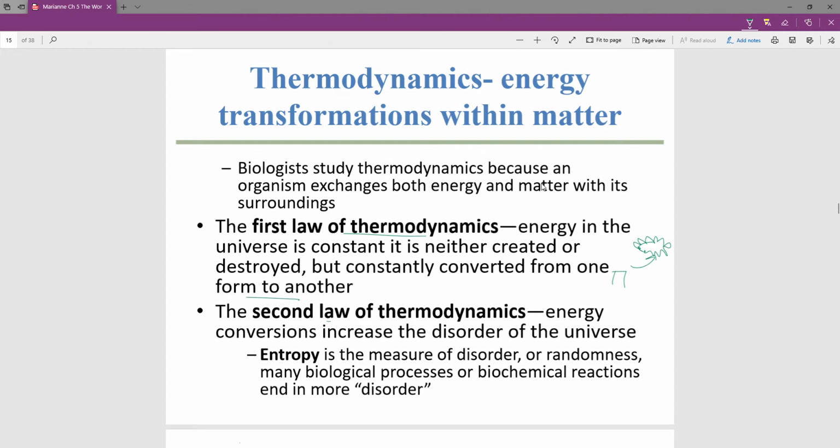The second law of thermodynamics explains why your apartment gets messy or your purse needs to be cleaned out at the end of the week, or why your kids' backpacks are a disaster.